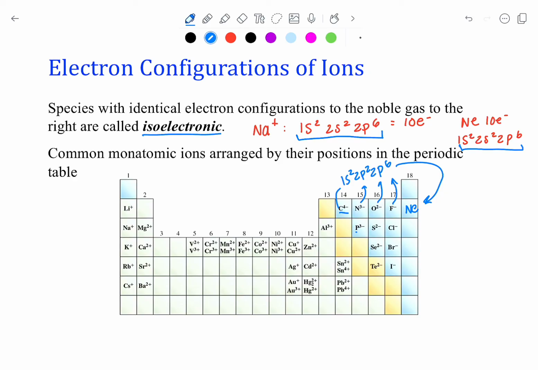The same goes for phosphorus, sulfur, and chlorine. They all have the same electron configuration of argon when these are in their ionic form. And the same goes for the cations. You just have to work backwards. Okay, so isoelectronic means that they have the same number of electrons, whether they're in an ion or in their neutral form.